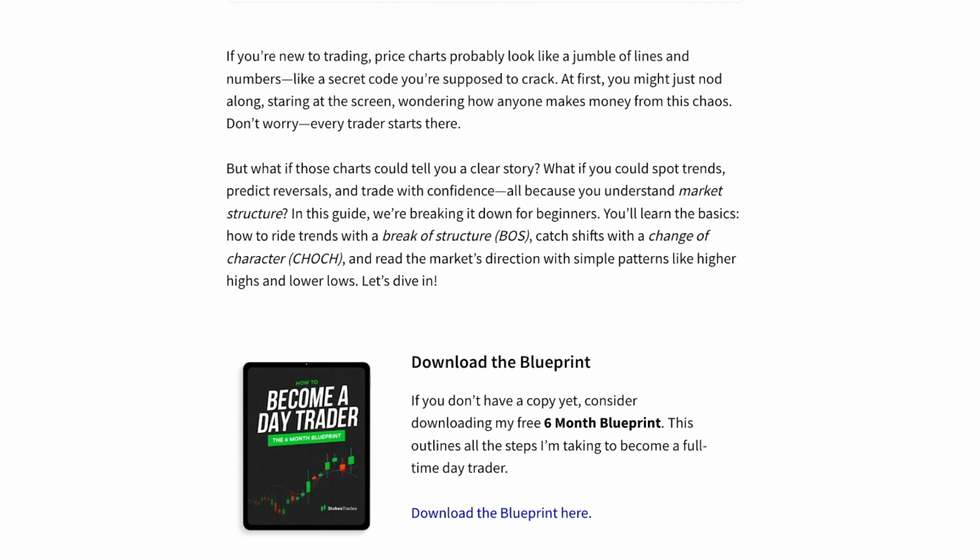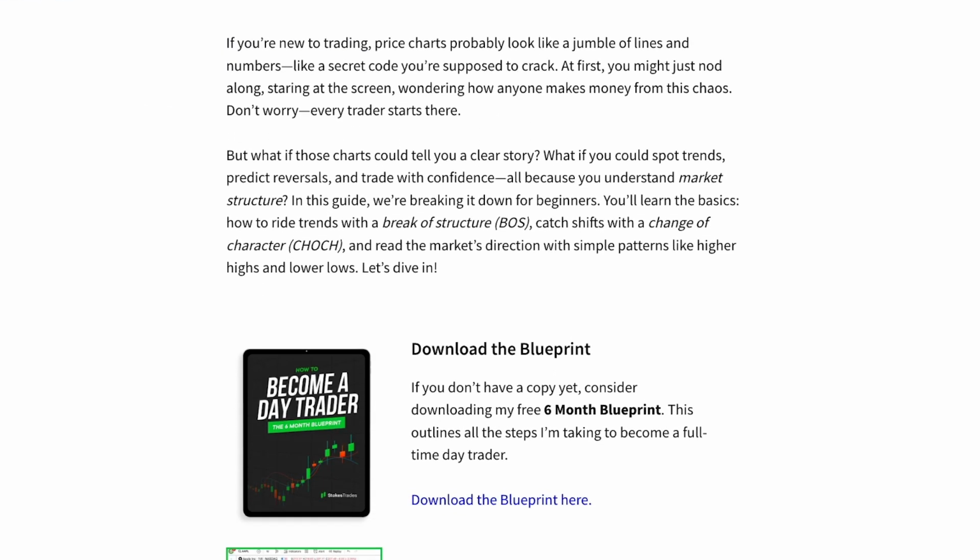Now, if you're a beginner and you've looked at a price chart, you've probably thought, what is going on? Well, what if, with market structure, you can start to understand that there is a story that a particular stock or security is telling you. You can spot the trends, maybe predict some reversals, and start trading with some confidence because you understand market structure. So market structure is king. That's what we're going to cover in this video.